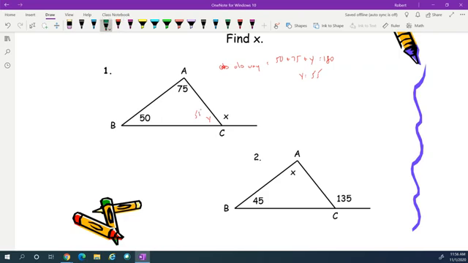And now step 2, these are a linear pair. So 55 plus x equals 180. And I find out that x is 125. And that's a perfectly acceptable way to do it.